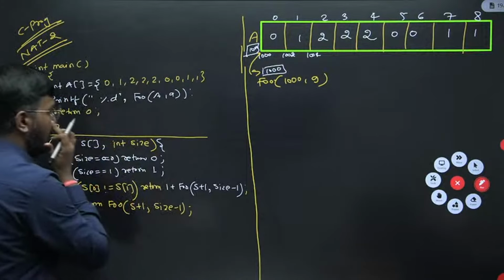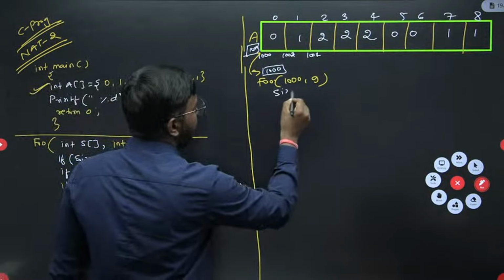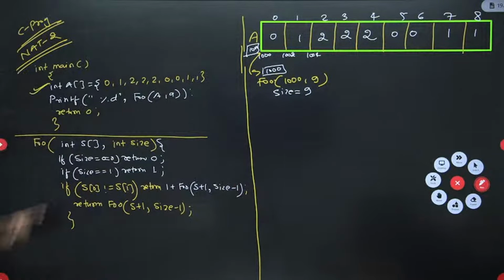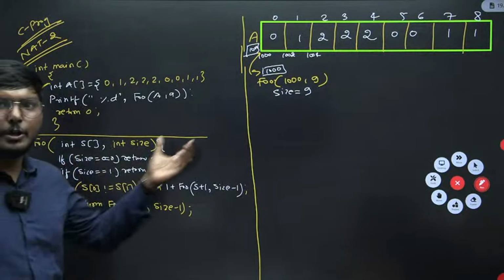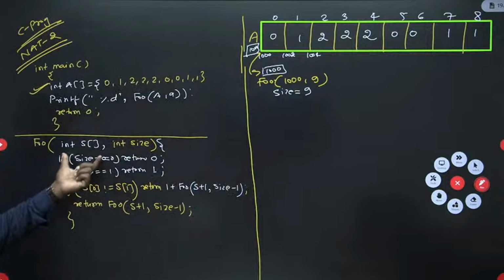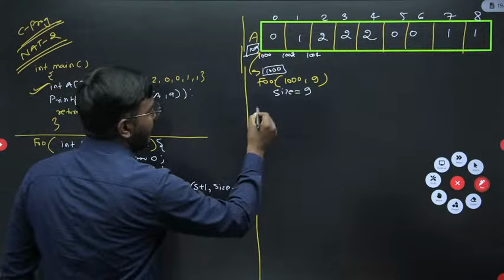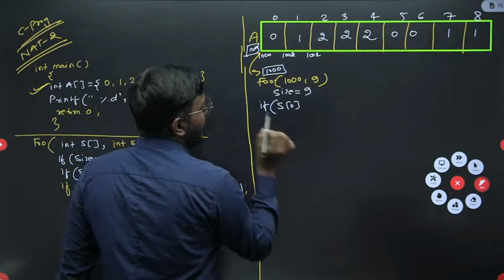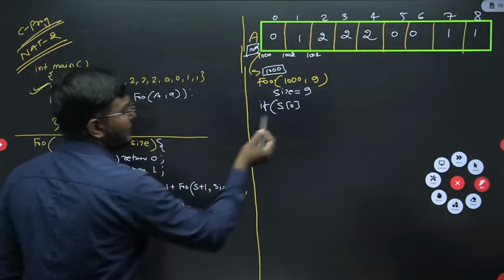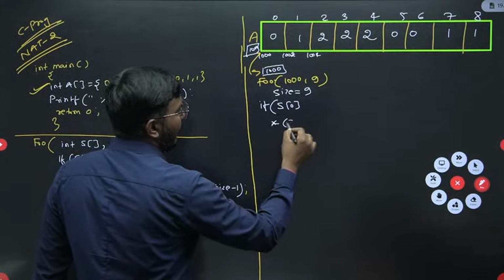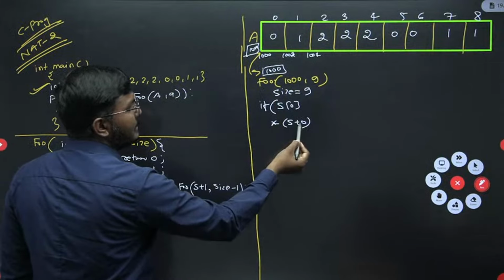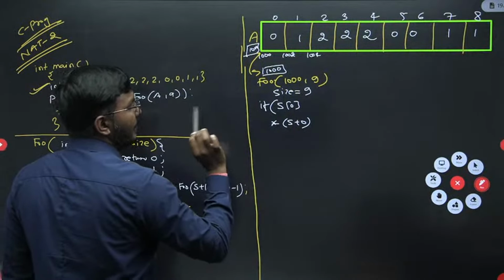Now we have the size. So size is equal to 9. Size is updated by this 9. Now let's check the condition. If size is equal to 0, true or false? Both conditions are false here. Size is not 0, size is not 1. Then check here, what is the condition? If S of 0. What does S of 0 mean? S of 0 means star of S plus 0. What is S? S is 1000. 1000 plus 0 means don't skip anything. Understood?